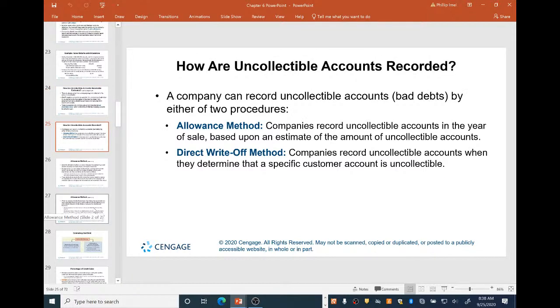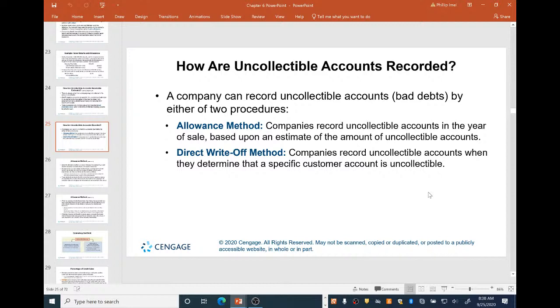Two different methods for uncollectible accounts being recorded. Once again, we have the allowance method and the direct write-off method. The allowance method is where companies record uncollectible accounts in the year of sale based upon an estimate of the amount of uncollectible accounts, all right? So that's the allowance method. That keeps it matched like we've been talking. The direct write-off is where companies just record uncollectible accounts when they determine that a specific customer account is uncollectible.